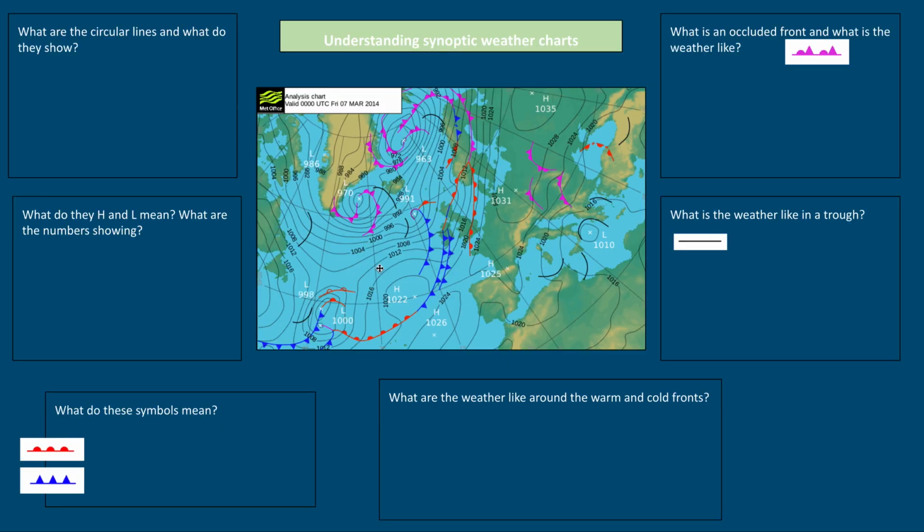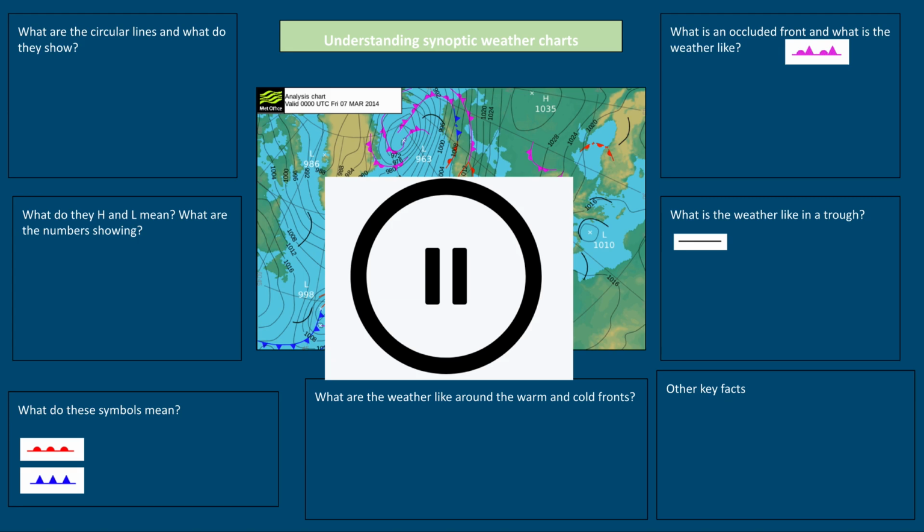So here you can have a look at this chart and try and interpret what the symbols and lines mean. You could pause the video at this point and complete these boxes to show that you understand what's going on.